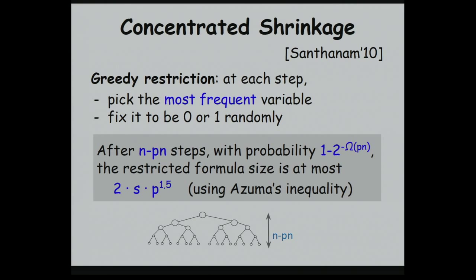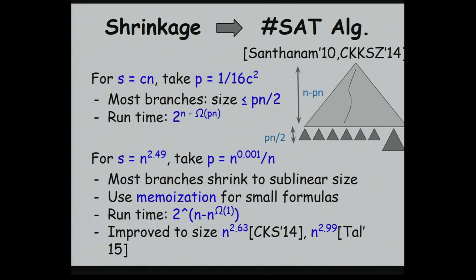Now this shrinkage property can be turned into satisfiability algorithms. Suppose we start with a formula of size cn on n variables, and I can choose this p to be 1 over some constant times c squared. By the previous shrinkage property, if I do this greedy restriction for n minus pn levels, I can argue that most of those branches will have formula size at most half of pn. For all the branches, I will have pn variables left unrestricted, but for most of the branches, the formula size is very small, half of pn.